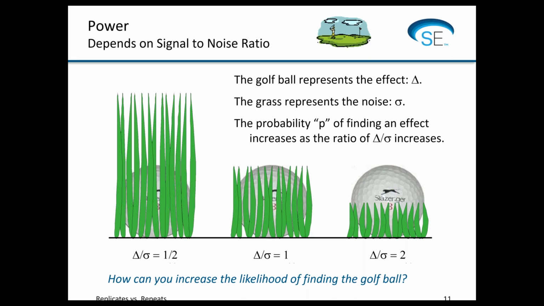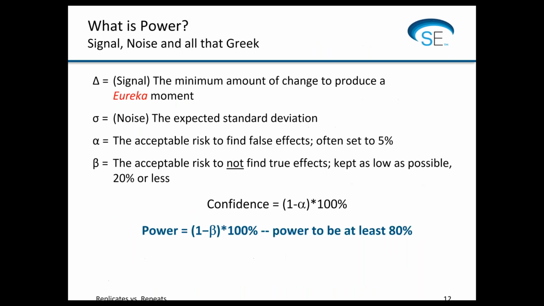So how many replicates do we need to do? Well, that's something we can calculate before we do the experiment, but we have to provide some information to do that. First of all, we have to decide what signal it is important to be able to discover. And so we talk about the minimum amount of change to produce a eureka moment.